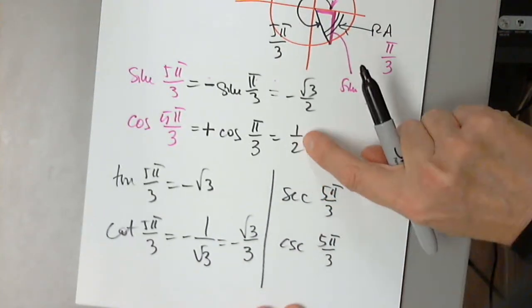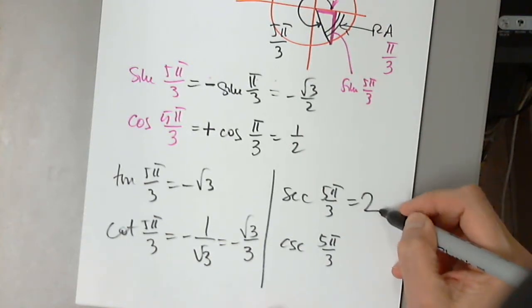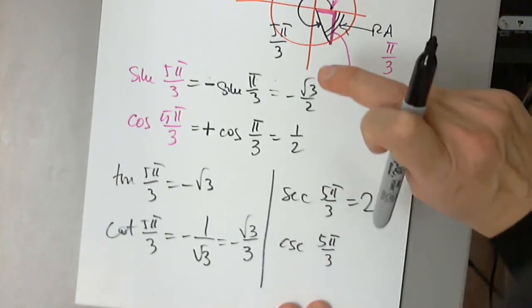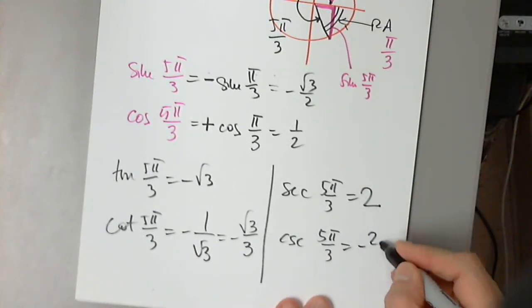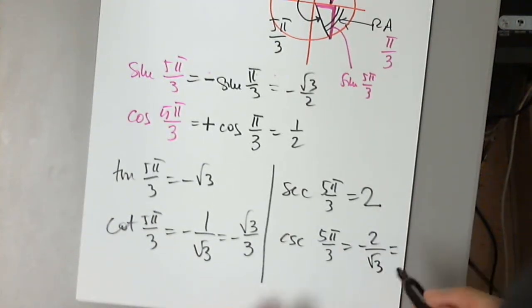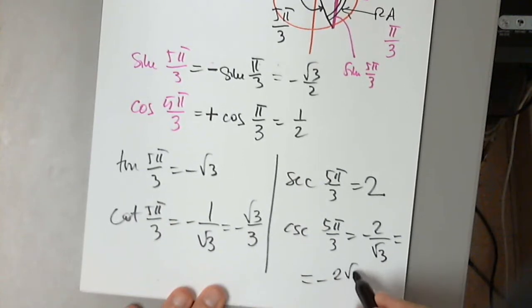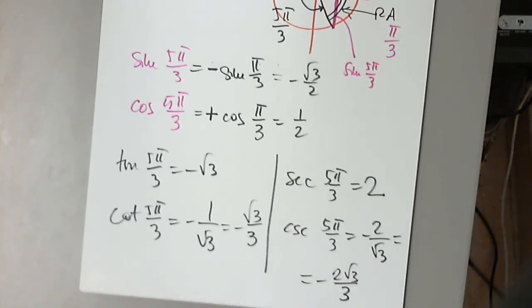Secant is 1 over cosine, no problem. And cosecant is 1 over sine. So this is negative 2 over the square root of 3, and we need to rationalize. It's useless to just sit there and memorize the rest of the table. There is no need. Once you know sine and cosine, that's all you need.